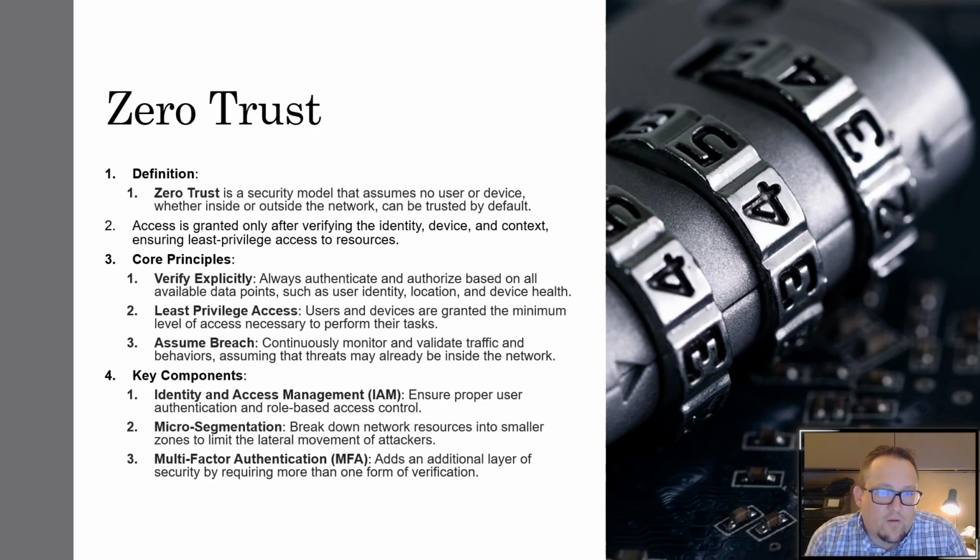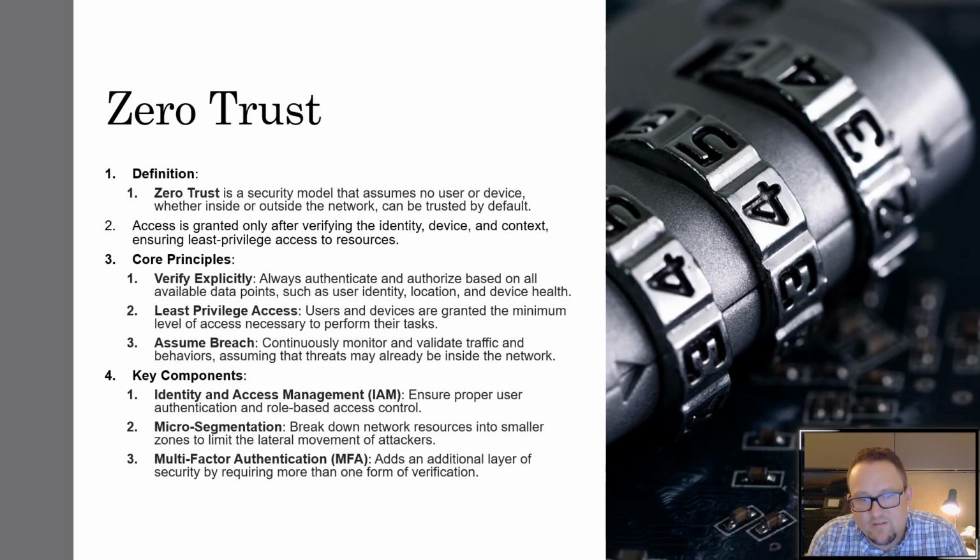So our core principle here is that we're going to verify everything. We want to make sure that we only grant you privileges that you need to do your job. So at the beginning, we might give you no privilege because we don't trust you. And then always assume that there's a breach. What this means is we're going to monitor as much as we can to validate that the traffic and everything within our network is actually proper traffic.